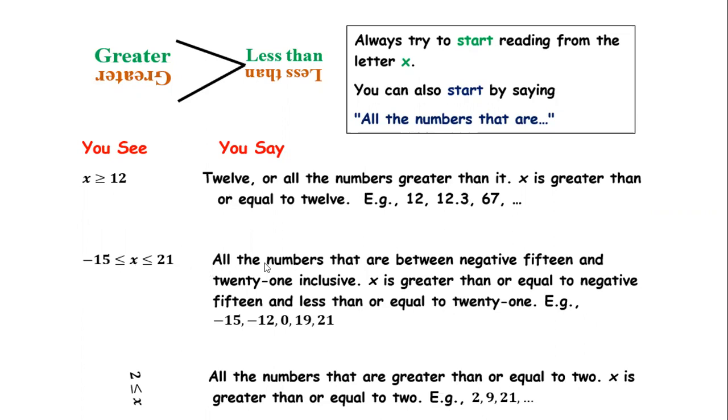Here, X, all the numbers that are between negative 15 and 21 inclusive. So negative 15 and 21 are included. X is greater than or equal to negative 15 and less than or equal to 21. Numbers like negative 15, negative 12, 0, 19, 21 also is included. And here we have a situation, X is greater than or equal to 2. All the numbers that are greater than or equal to 2. So you're starting with 2 and you go up. 2, 9, 21, etc.